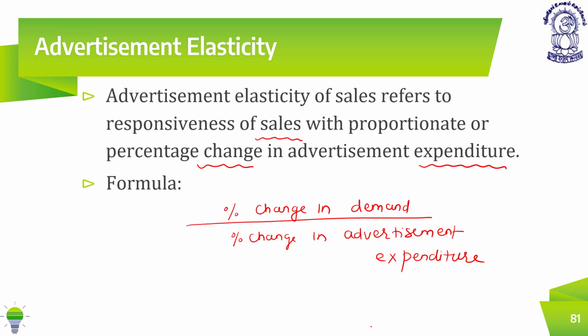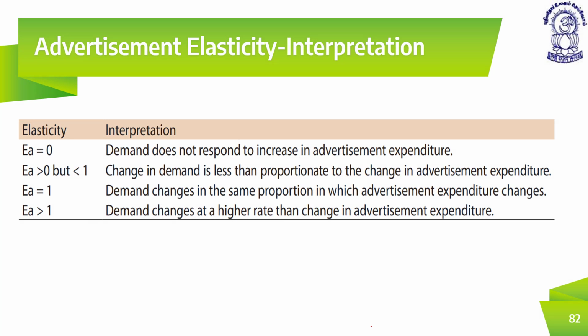Is it clear? Let's see the interpretation. If elasticity is 0, that means demand does not respond to the advertisement. Elasticity less than 1 means demand changes less than proportionately to the change in advertisement expenditure. Equal to 1 means the same proportion. More than 1 means demand changes at a higher rate as compared to advertisement expenditure.